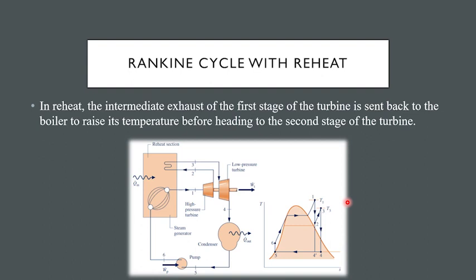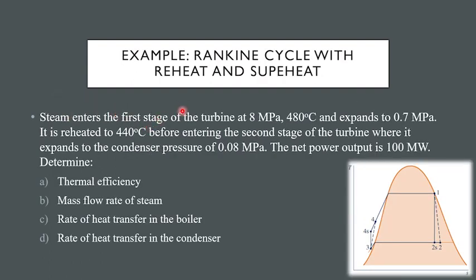Let's try to solve an example. Steam enters the first stage of the turbine at 8 megapascals, 480 degrees Celsius, and expands to 0.7 megapascals. It is reheated to 440 degrees Celsius before entering the second stage of the turbine, where it expands to the condenser pressure of 0.08 megapascals. The net power output is 100 megawatts.